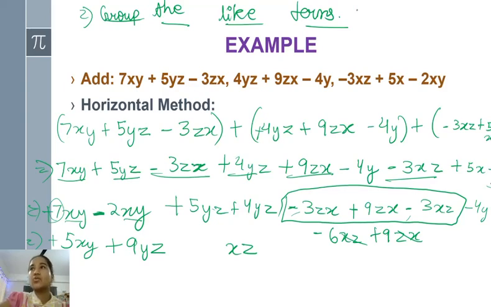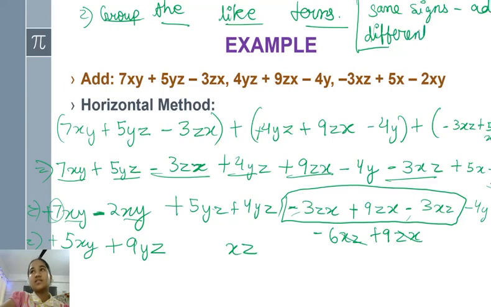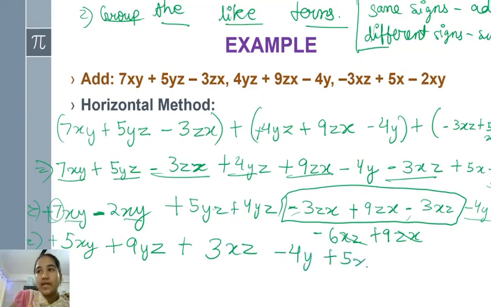Let me make a note also. Same signs, add. Different signs, subtract. And the highest one with the sign, that sign you have to apply. For example, 9 and 6, which is greater? 9. So we have to apply plus, and 9 minus 6 is 3. So plus 3xz. So what is left? Minus 4y plus 5x. We cannot do anything with that, so that will remain as it is in this form.